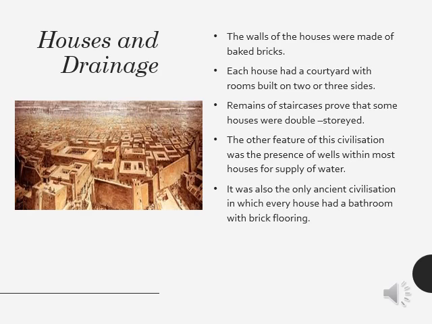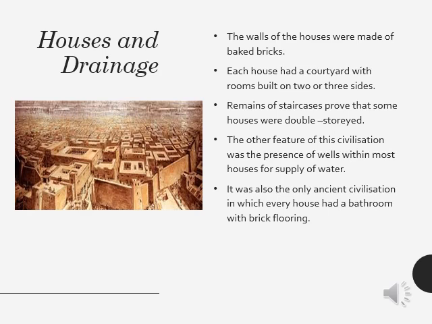Children, now we are going to discuss houses and the drainage system of the Indus Valley civilization. The Indus Valley civilization was the first ancient civilization to bake bricks for building purposes. The walls of the houses were made of baked brick. Each house had a courtyard. Courtyard means open space with rooms built on 2 or 3 sides.